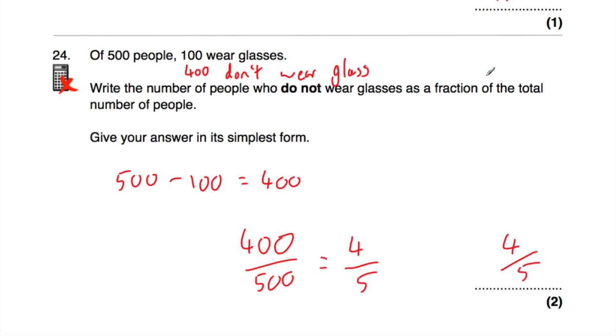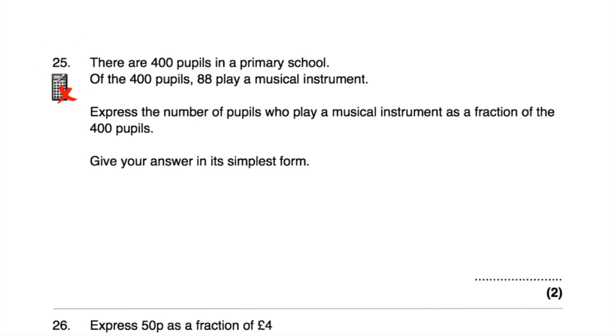And that's it. Okay, let's look at our next question, question number 25. Question number 25 says there's 500 pupils at a primary school, and of the 400 pupils, 88 play a musical instrument. We've been asked to express the number of people who play an instrument as a fraction of the 400 pupils. Give your answer in its simplest form. So there's 400 pupils altogether, and 88 of them play a musical instrument. That means that 88 400ths of them play musical instruments. And then we just need to cancel this down.